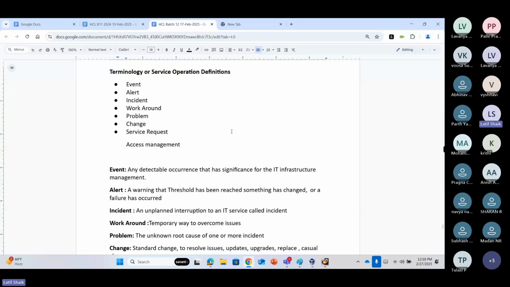There are a few terminologies used in service operations. Our main part is service operations. In ITIL version 3, there are 5 life cycles: service strategy, service design, service transition, service operation, and continual service improvement. Ours is mainly the operational side.